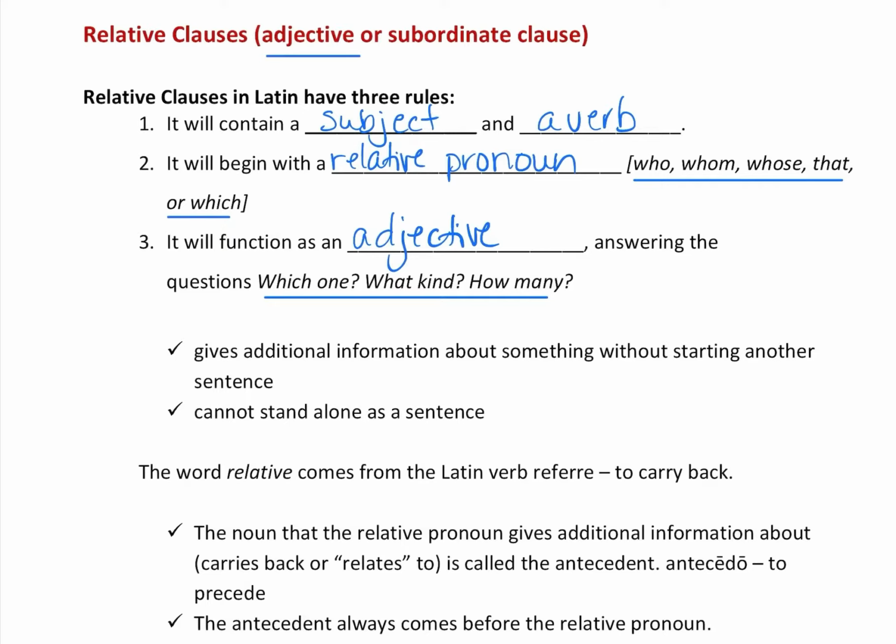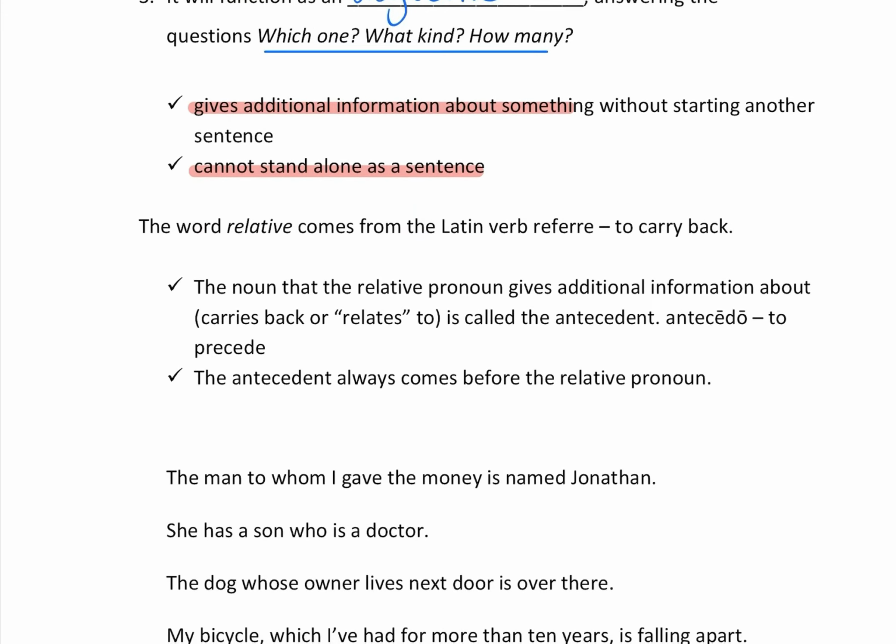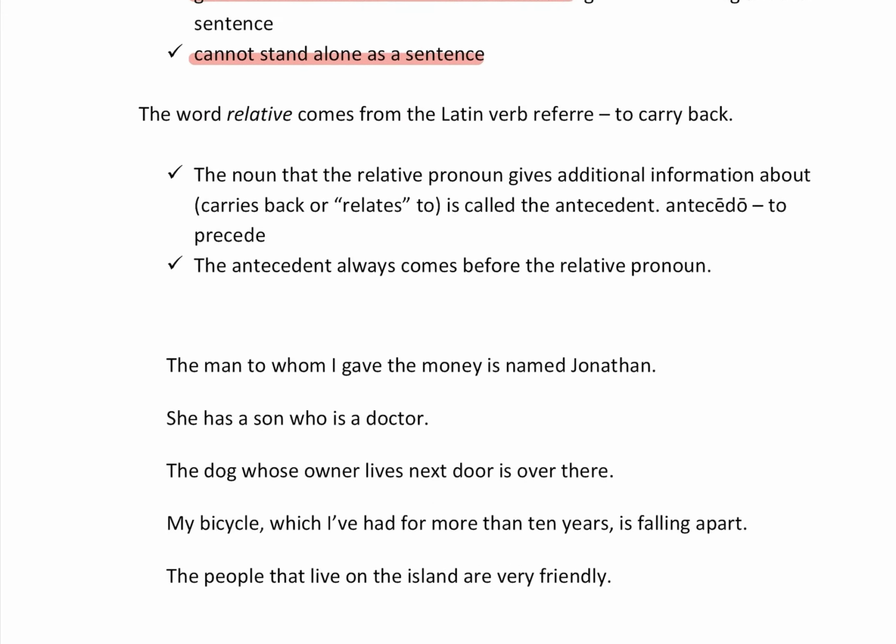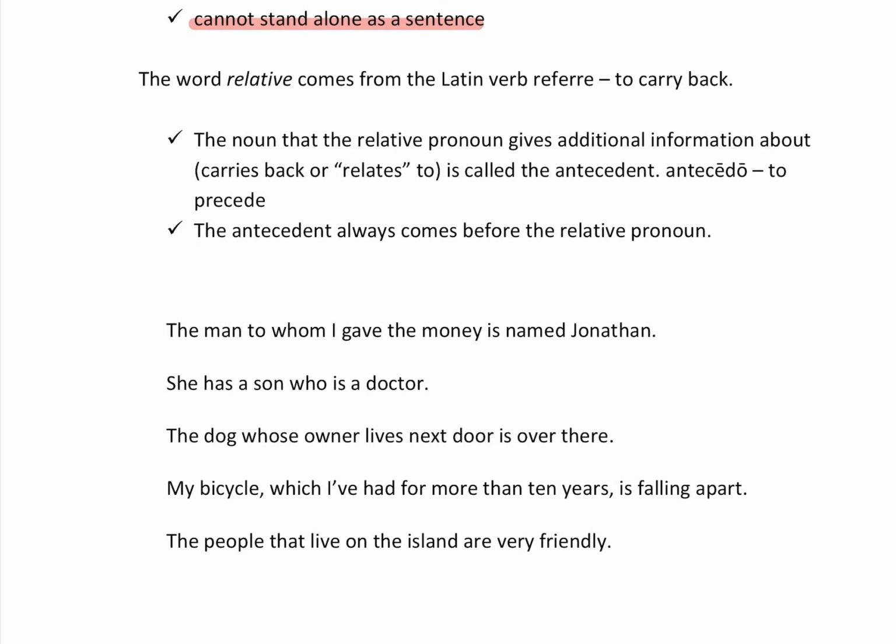So how it does that is it gives additional information about something without starting another sentence. But the most important thing to know is it cannot stand alone as a sentence. Now, the word relative comes from the Latin verb referre, and that's one that's in your homework and your vocab this week. It means to carry back.